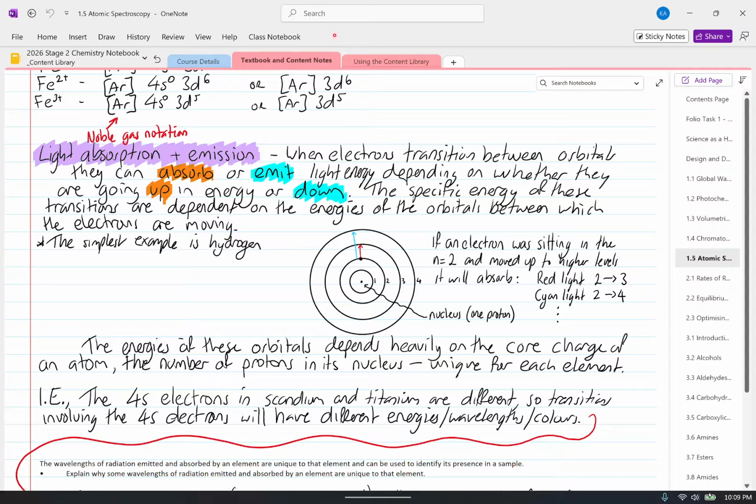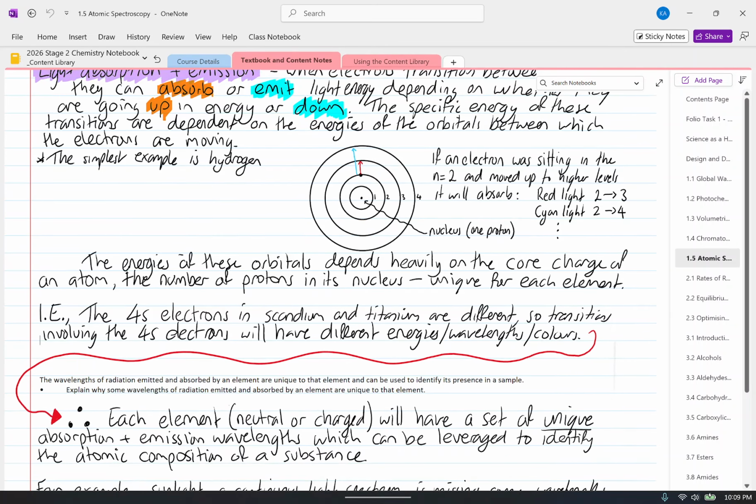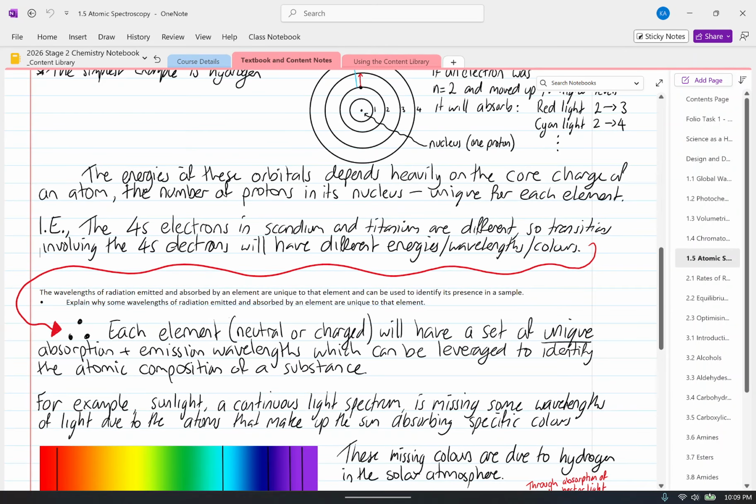So even if you're having electrons moving from the same orbital, let's say 4s up to 4p or something, if you have transitions from there to there for both scandium and titanium, that will be a different color, a different amount of energy for each of them. Okay, now the next point, the wavelengths of radiation emitted and absorbed by an element are unique to that element. I've obviously just covered that before.